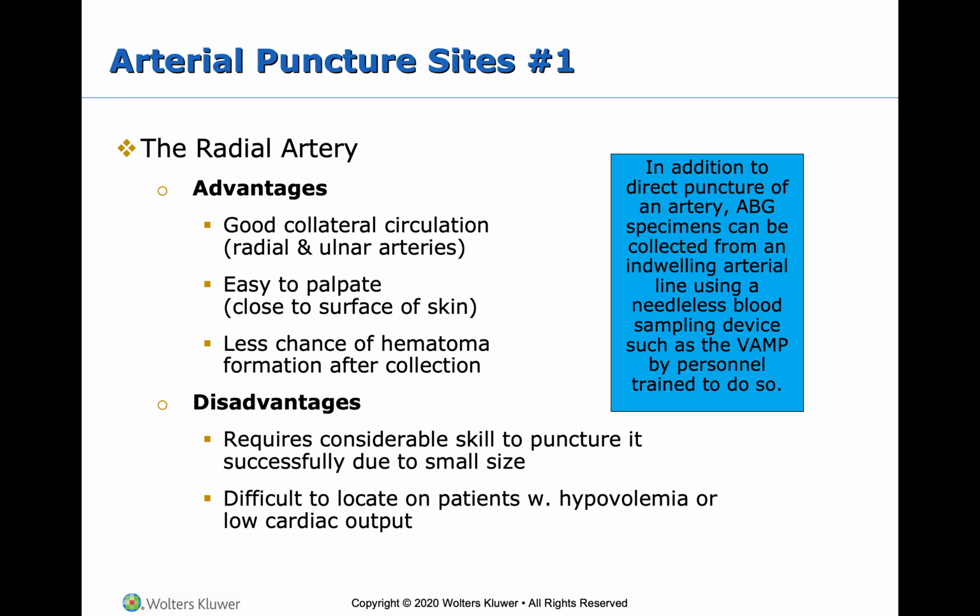It's easy to palpate, like I said, close to the surface of the skin. There's less chance of a hematoma formation after collection because you can get a pretty good grip on that wrist and put good pressure on it. It's not in the awkward position where you can't get to it to put pressure on it after the draw. The disadvantage is it requires considerable skill to puncture it because it is small in size. Like I said, the ulnar artery is smaller than the radial artery, but there are other arteries that are larger than the radial artery that might be easier to puncture.